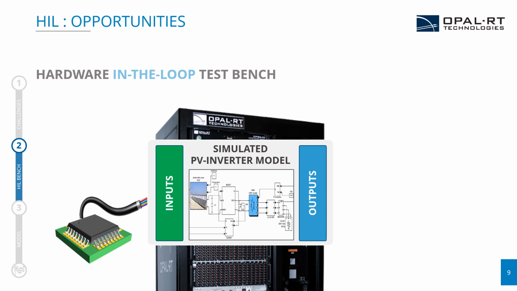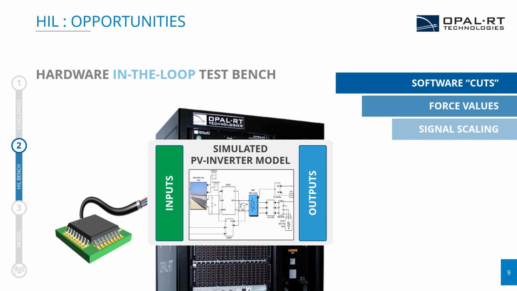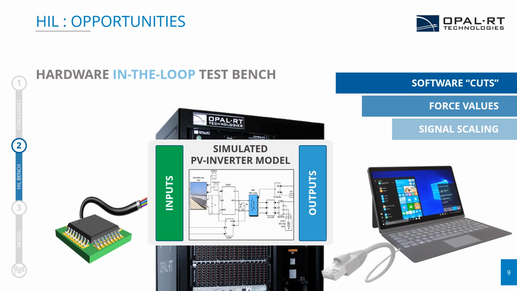For instance, we can perform software cuts to emulate that some signal was lost or a wire was cut, or force values to represent the loss of a sensor or some wrong information. We can also adapt the signal scaling to calibrate input and output signals. All these operations would be controlled from the user computer and can also be automated for better test efficiency and coverage.